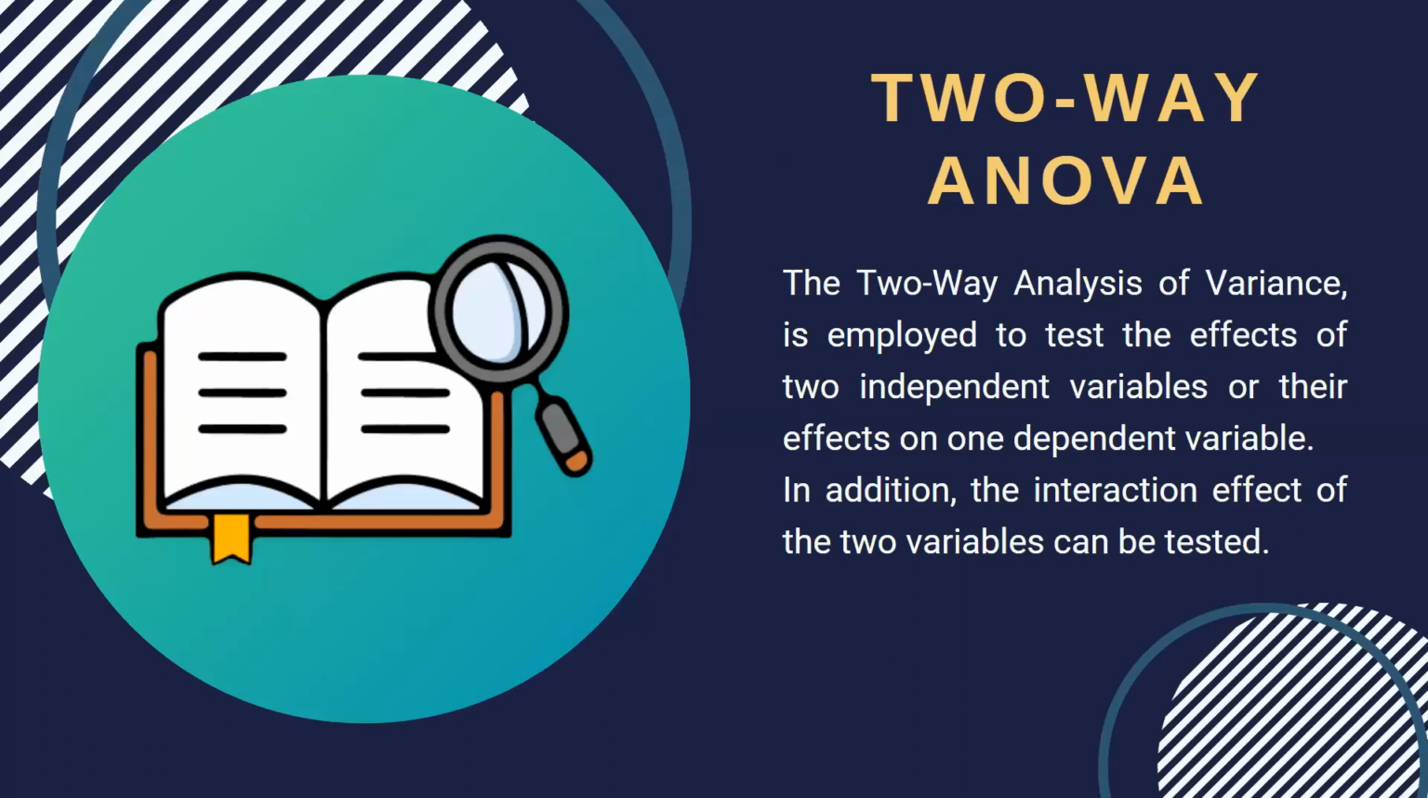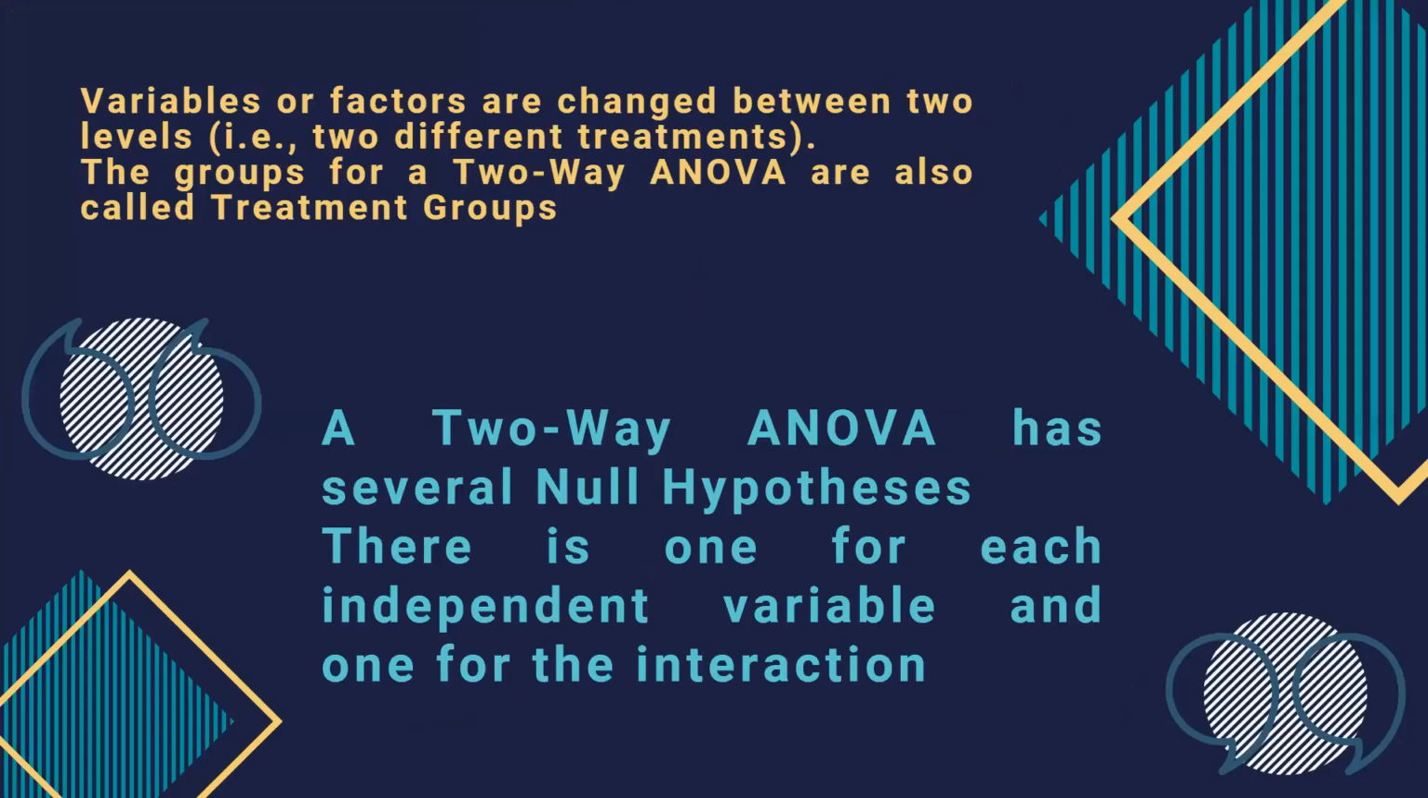Two-way ANOVA is the analysis which is employed to test the effects of 2 independent variables on one dependent variable. In addition, the interaction effect of two variables can be tested. Variables or factors are changed between two levels, that is, two different treatments. The groups for a two-way ANOVA are also called treatment groups. A two-way ANOVA has several hypotheses. There is one for each independent variable and one for the interaction.